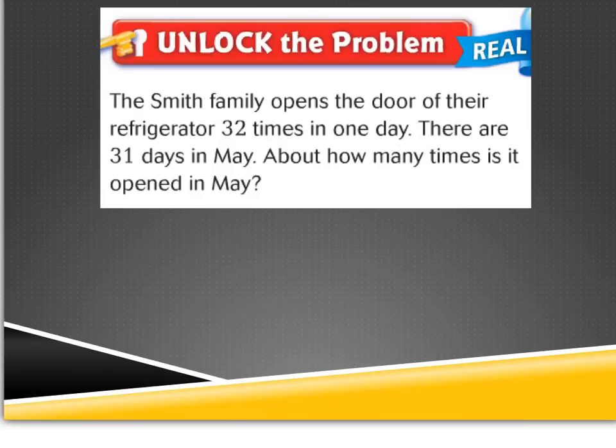Let's start with the problem. The Smith family opens the door to their refrigerator 32 times in one day. There are 31 days in May. About how many times is it opened in May? To solve this problem, I know I need to figure out about how many times the door is opened in May. That word "about" should send off alarms in your head. It signifies your need to estimate.